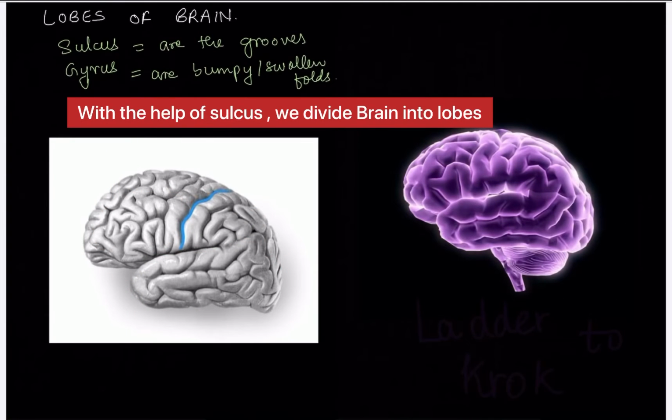Hello guys. So today we'll be starting with a new topic, that is lobes of brain. Have you ever wondered why our brain has this wrinkle formation? It is because of these two things. The first is sulcus, which are the grooves.